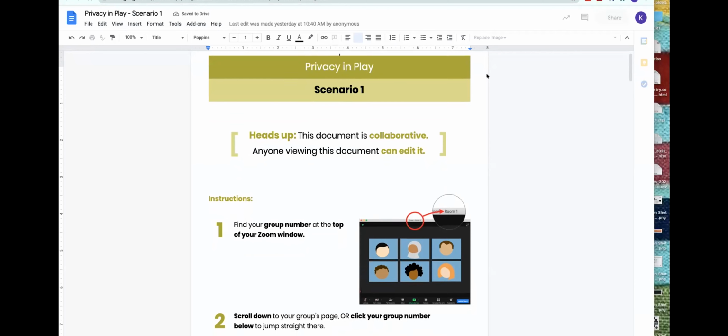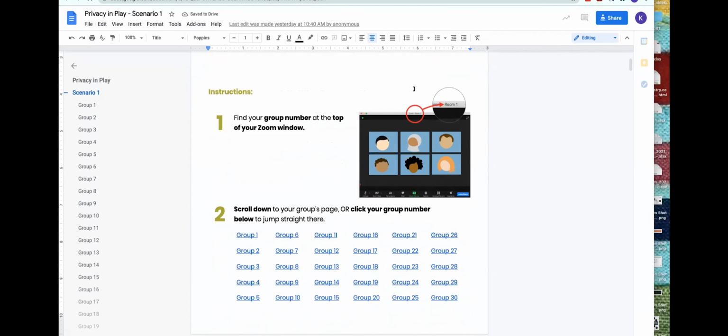Okay, so here we are. What you'll do is when you get in here and your breakout room's open, you'll notice that the top of your breakout room window will say Zoom room number. That's different from what you're seeing at the top of your window right now. But once you're in your breakout room, that number will appear. That is your room number.